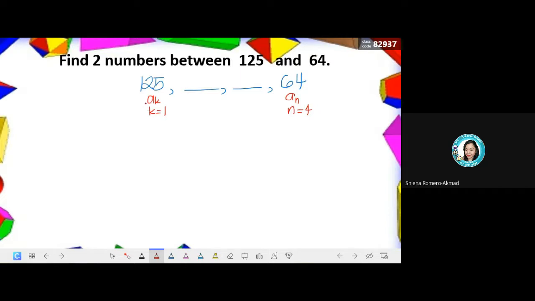So, our A sub K, naririnig po ba ako? Opo, ma'am. Okay. So, our A sub K is 125 and our A sub N is 64. K natin is 1 and N natin is 4. We will use that in the formula, which is R is equal to N minus K root of A sub N divided by A sub K. N minus K pala.